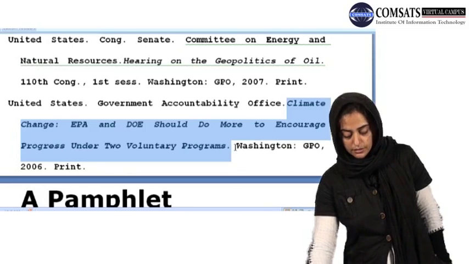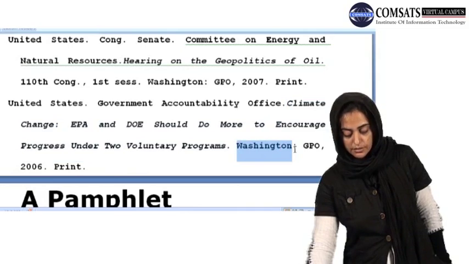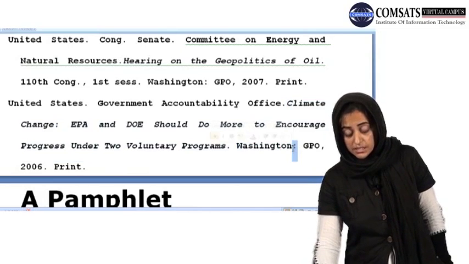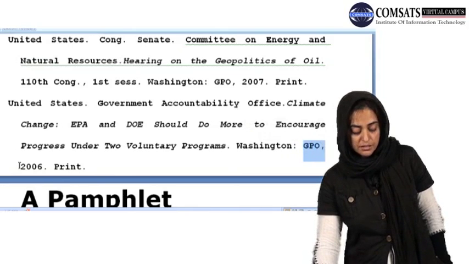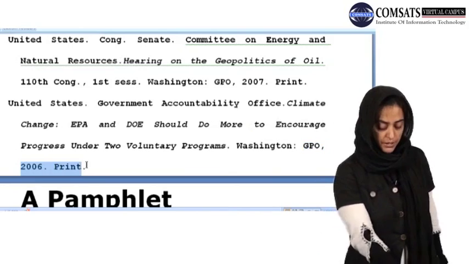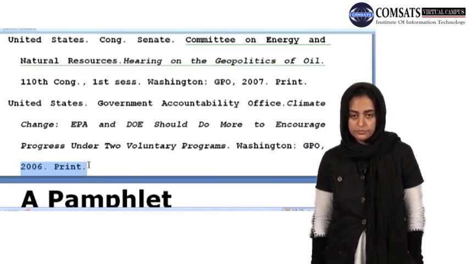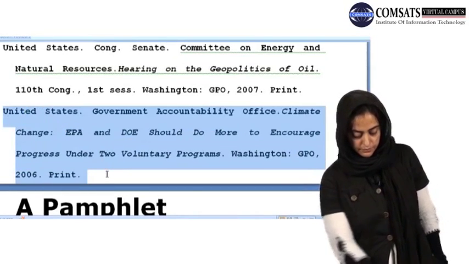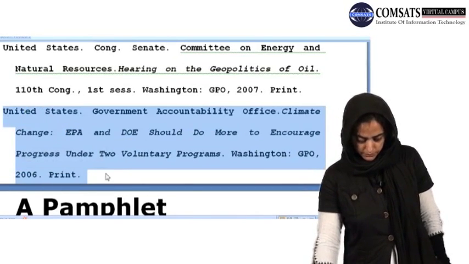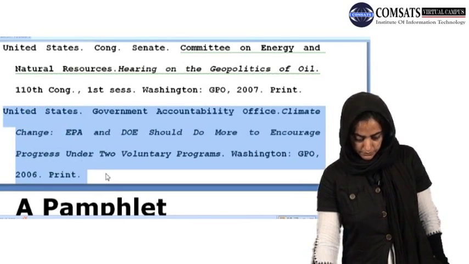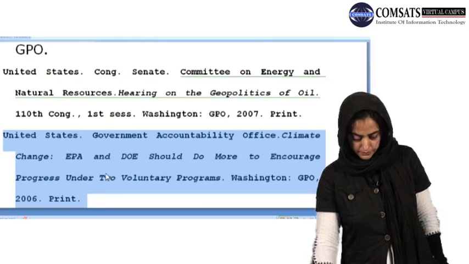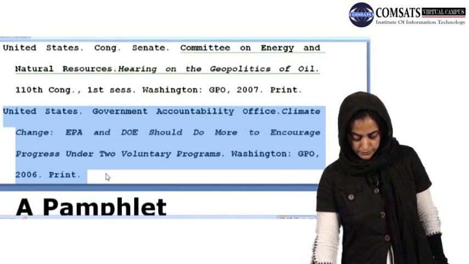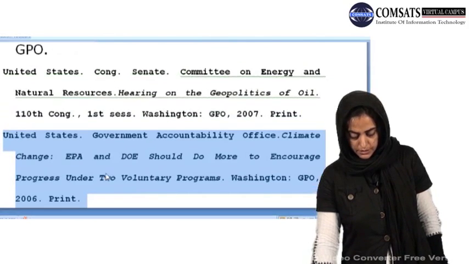Then a period, the city of publication, then a colon, the publisher's name, GPO, comma 2006, and then the medium of publication, that is print. In front of you on the screen. Kindly have a look on the screen, dear students.